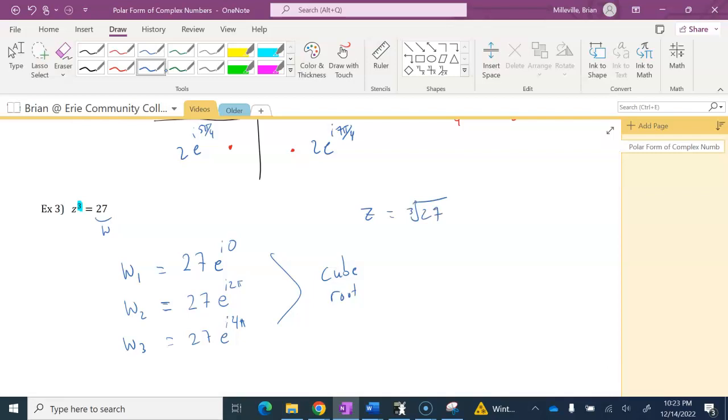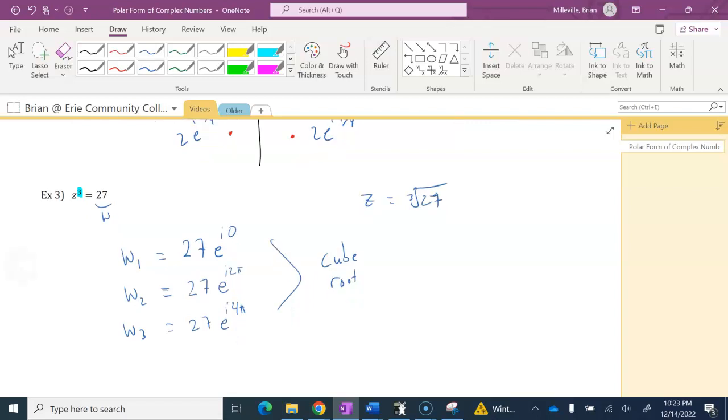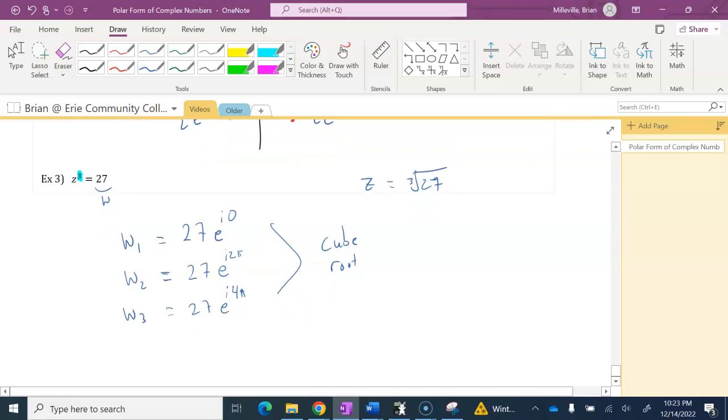But what we've shown is that there's really 3 different ways. If we did 6 pi and 8 pi, we would just repeat these values. There's 3 different ways we can write down the number 27 in polar form. That's going to lead us to the 3 cube roots of 27.